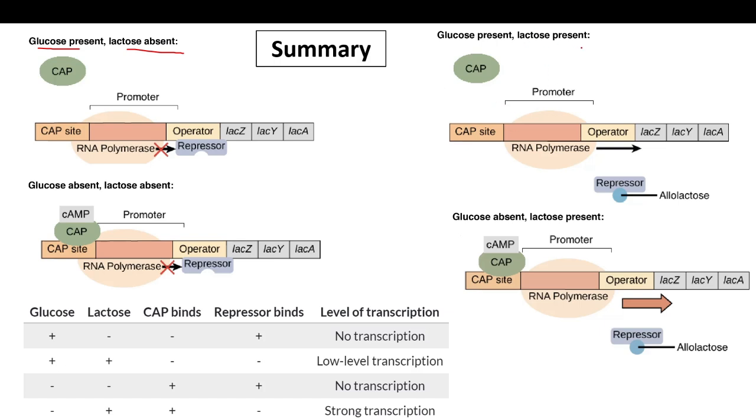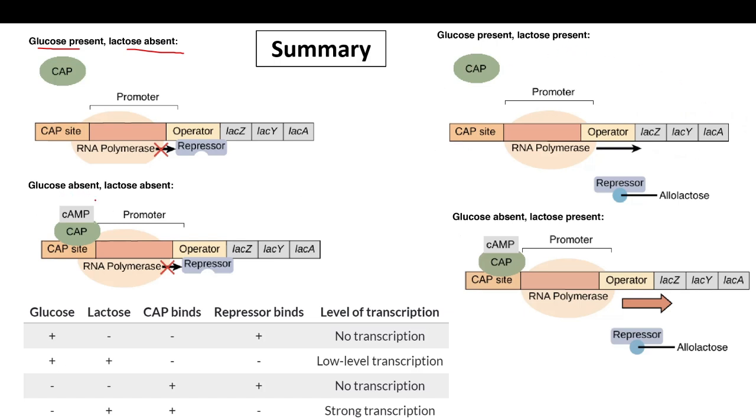But now lactose is present. So if lactose is present, then it will convert into allolactose, and the allolactose will bind to the repressor. As a result of that, the transcription will happen. But the transcription will halt after a period of time, because a low amount of transcription will be happening, because the CAP is not binding to the CAP site.